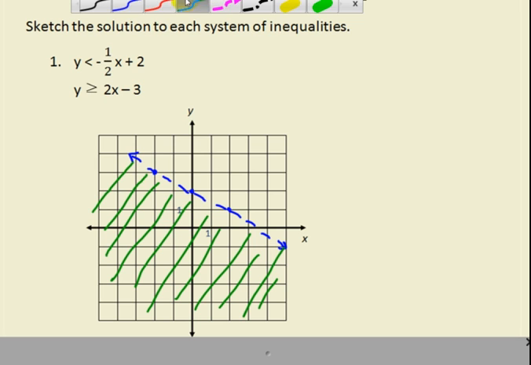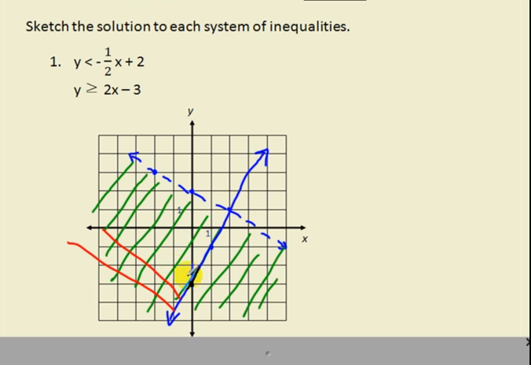Okay, now look at the second line. We have y greater than or equal to 2x minus 3. So there's a y-intercept of negative 3 and a slope of 2, so I go up 2 and to the right 1, and it can be equal to 2x minus 3, and so we have a solid line. So we draw a solid line here, and then because it's in slope-intercept form already, we can go ahead and shade above that line. And so I'm going to shade here above the line. And the part that gets shaded twice is our solution.